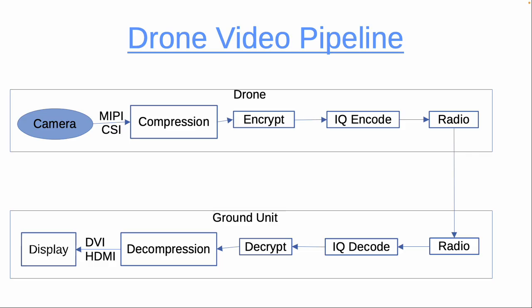Here's one that I'm working on. It's for drone videos. Camera sent over MIPI, they're compressed, encrypted, IQ encoded, transmitted over radio, and then IQ decoded, decrypted, decompressed, and sent over display. So while the previous one was completely open source, this is a more typical situation where parts are open source and parts are closed source.